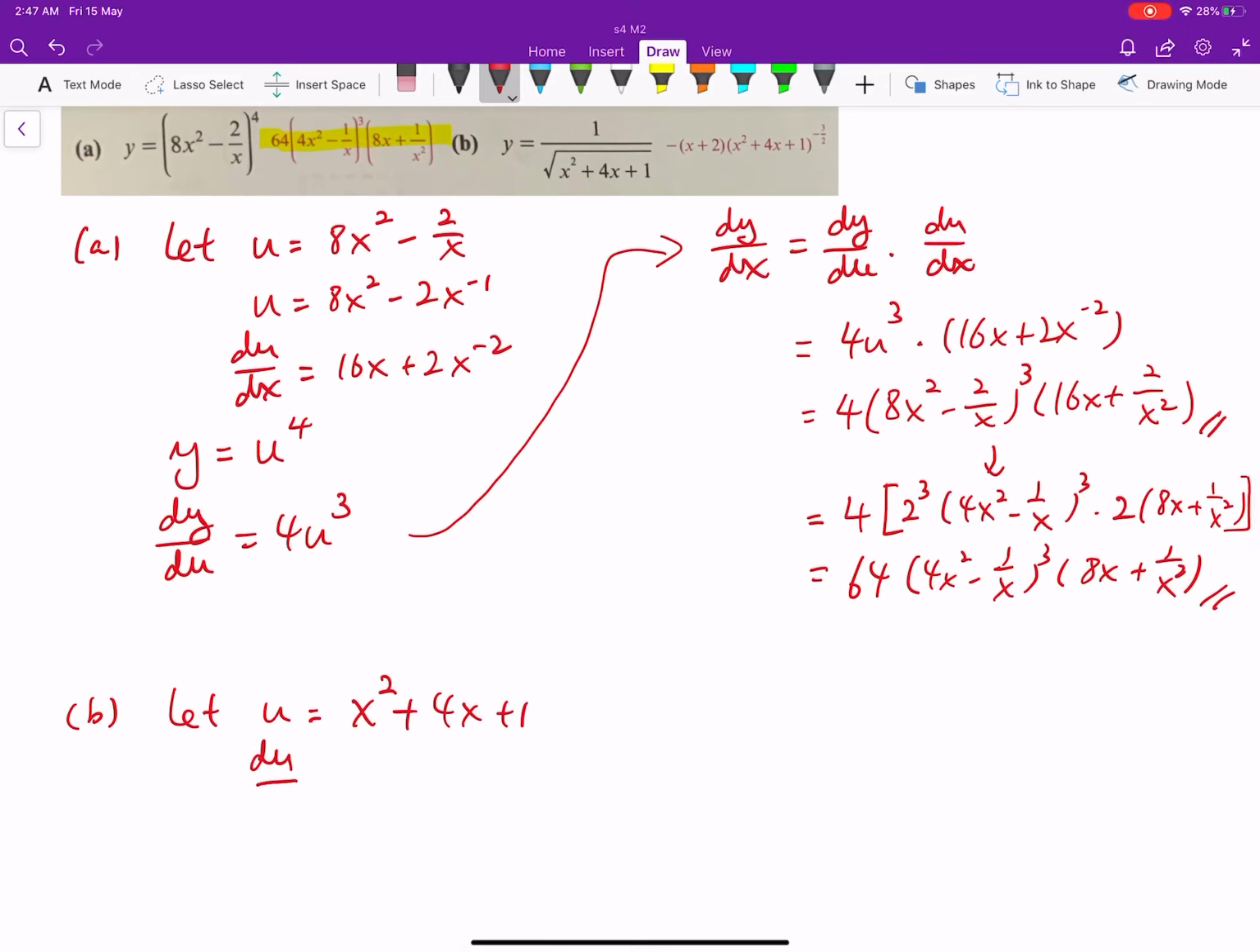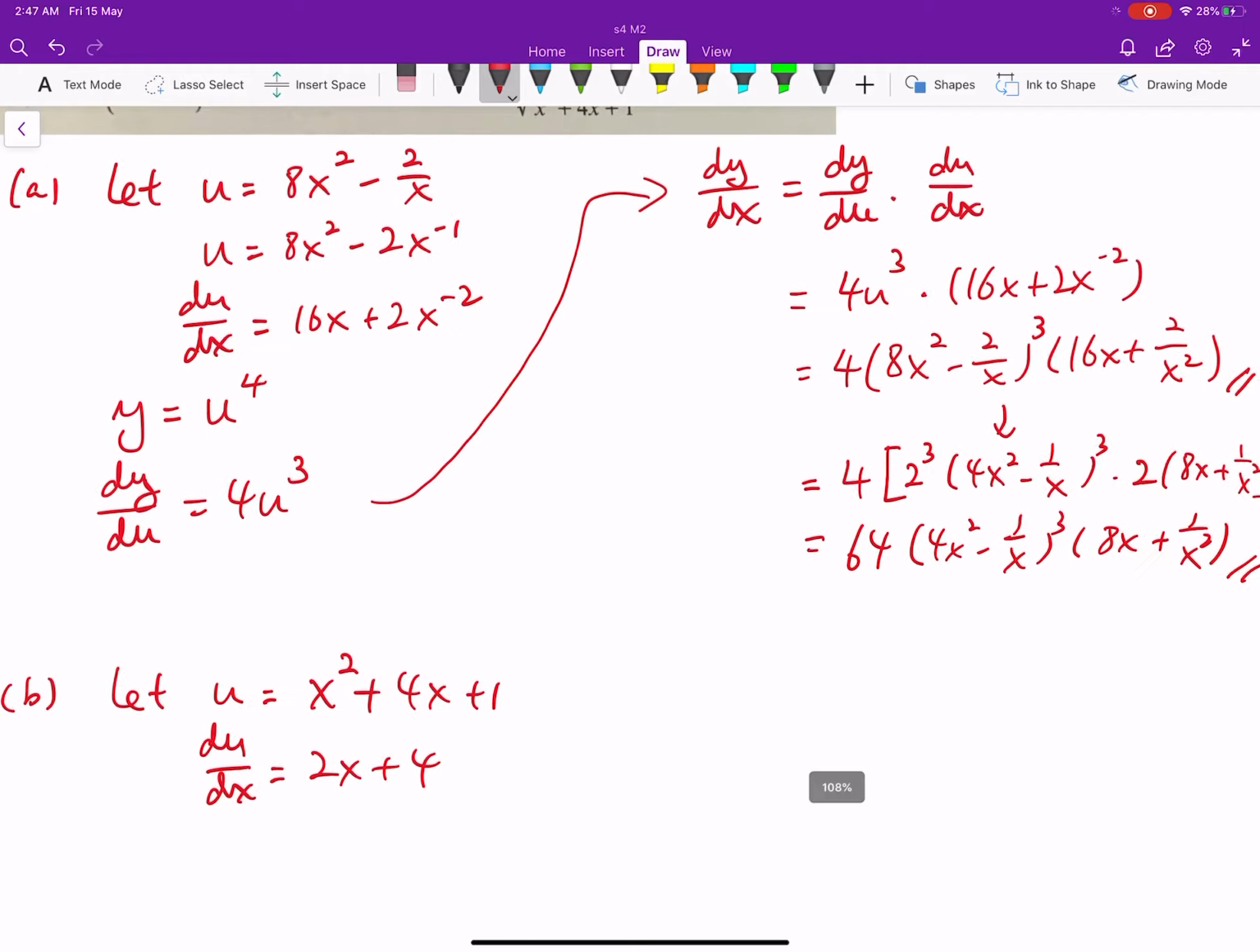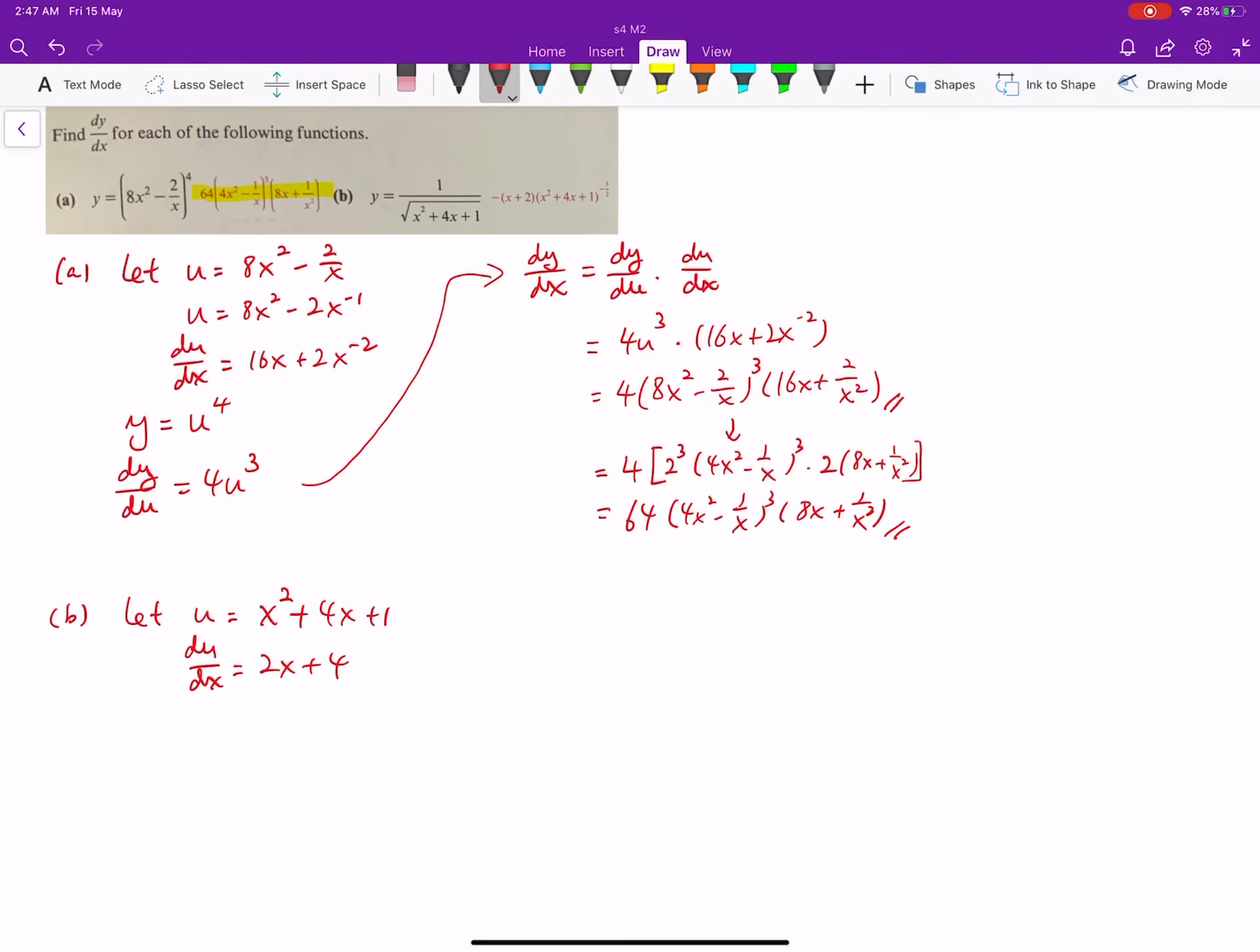And then we find du dx. Very simple. After we find du dx, we can find the y. So y equals 1 over square root u, which equals u to the power negative 1 over 2, and then dy du will be negative 1 over 2u. After we find this, again, we really get the answer.